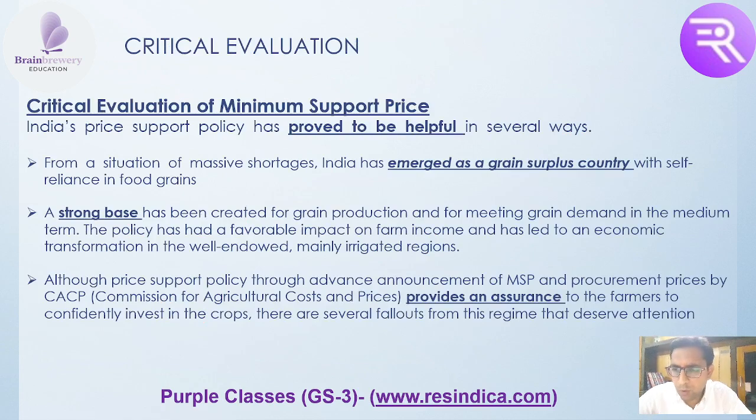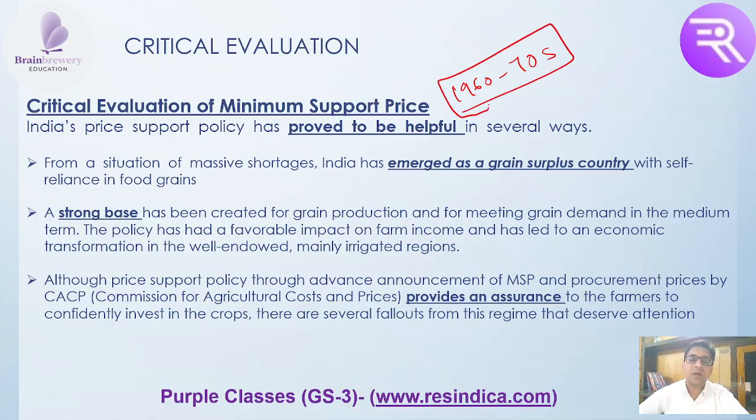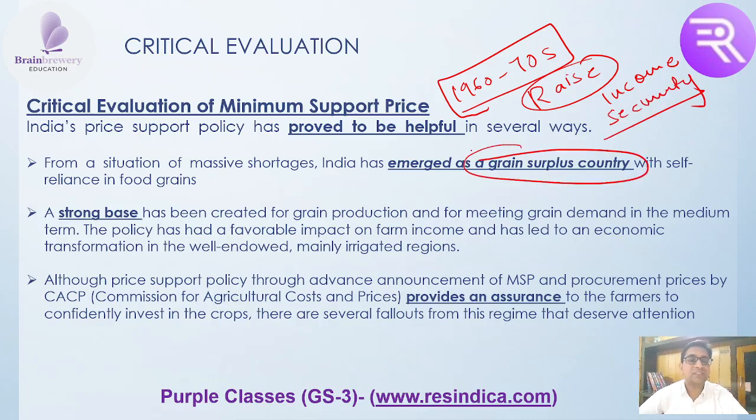So now how do we evaluate this whole concept of MSP? Obviously, since the 1960s and 70s, the MSP was very, very helpful to the farmer because it raised the standard of living and income of the farmer, and provided income security to the farmer. Because of that, we have become a grain surplus country with self-reliance in food grain. So we have a very strong base of food production in our country, and we have a buffer stock. We have a good amount of PDS supply everywhere. So this is a very favorable impact on farmer income, right?